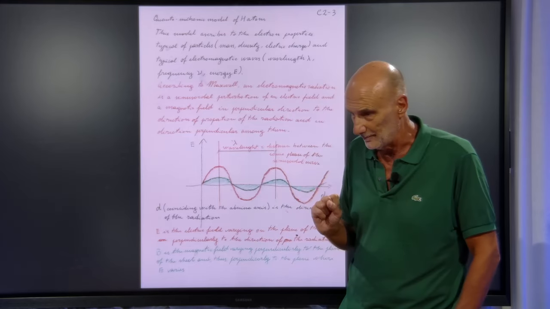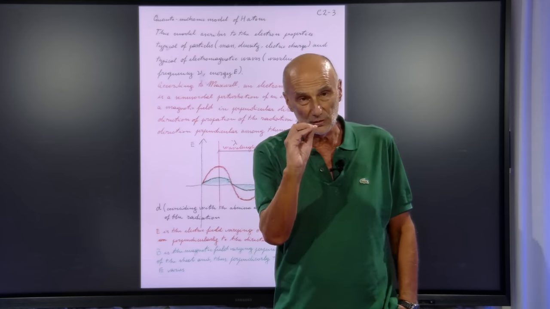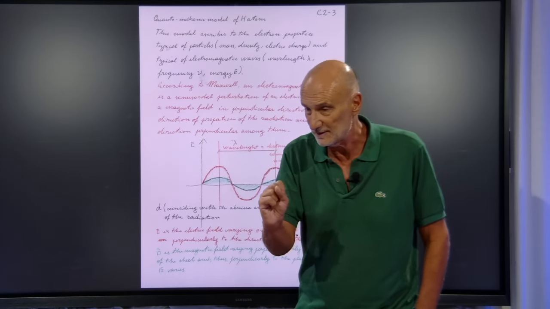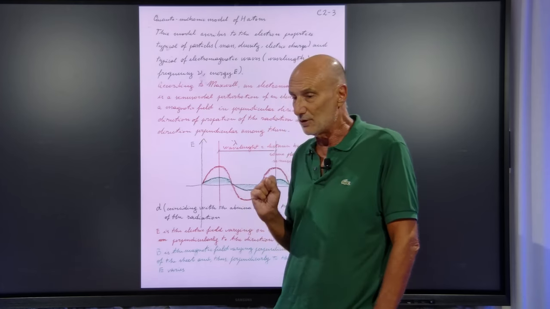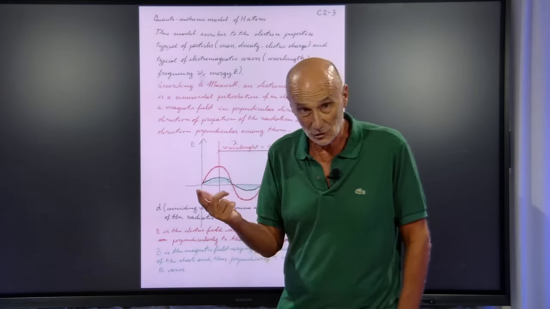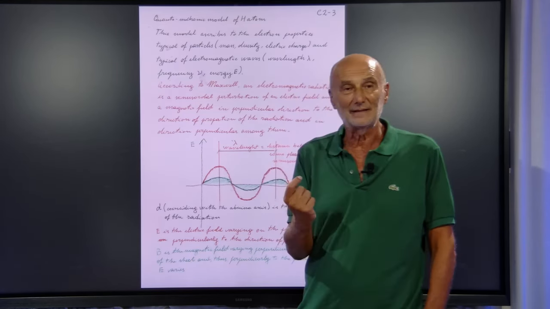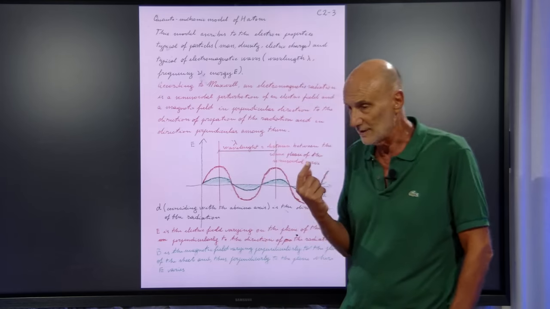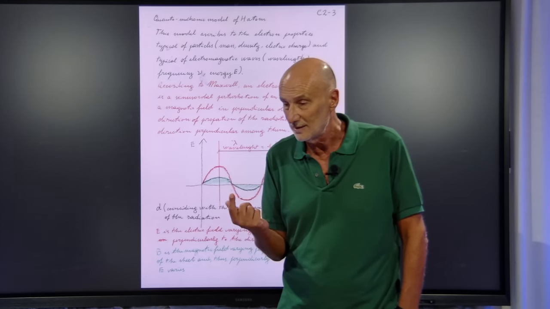This model is quite complicated because it ascribes simultaneously the properties of mass particles and the properties of electromagnetic waves to the electron. The properties of mass particles are mass, density, and electrical charge, whereas the quantities typical of electromagnetic waves are the wavelength lambda, the frequency nu, and the energy E.